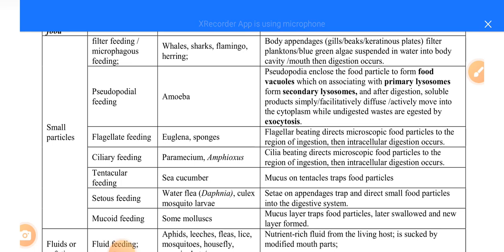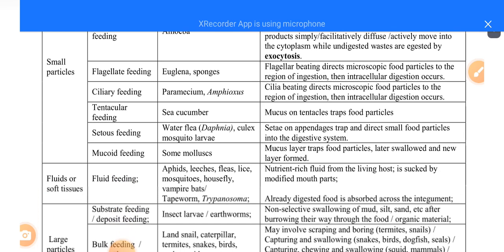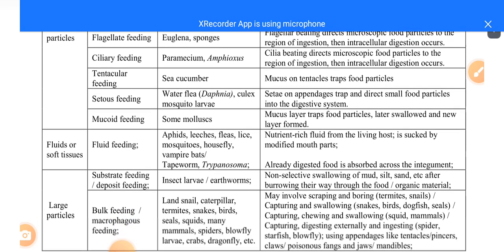We have the tentacular feeding. The organism here is the sea cucumber. This organism has mucus on its tentacles, which traps the food particles. Then you have the setose feeding. Here you have the water flea and the Culex mosquito larvae. Those are the organisms. Now the setae on the appendages trap and direct smaller food particles into the digestive system.